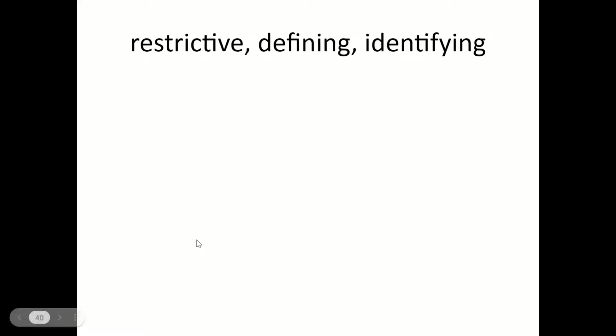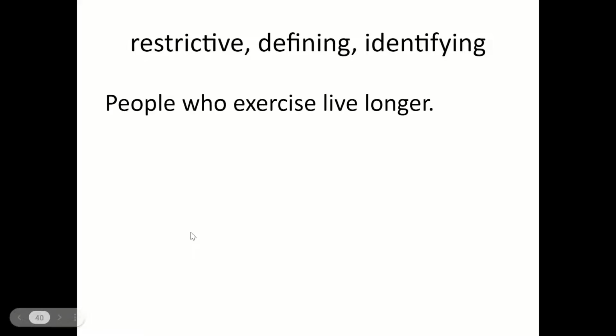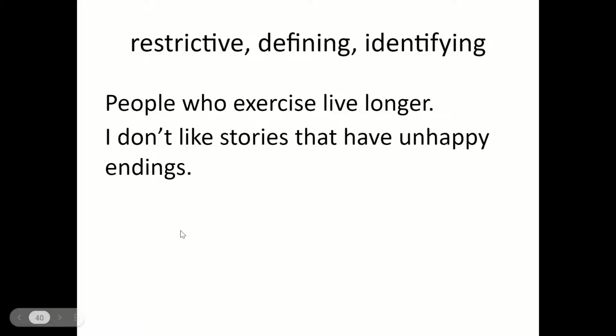So let's look at examples of restrictive or defining or identifying relative clauses. People who exercise live longer. Now, notice again, if I get rid of this who exercise, I just say people live longer, it doesn't make any sense. You'd be saying, what people? Live longer than who? But if you put in who exercise, then it restricts the meaning. If you say just people live longer, the meaning is too general, but with who exercise, it's restricting the meaning.